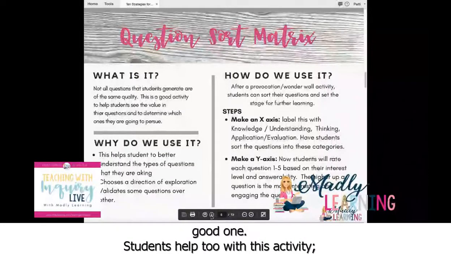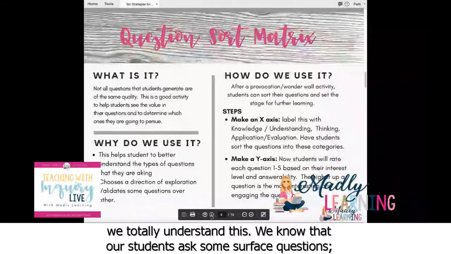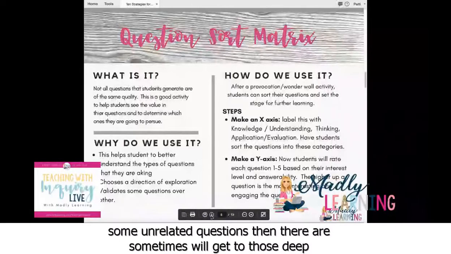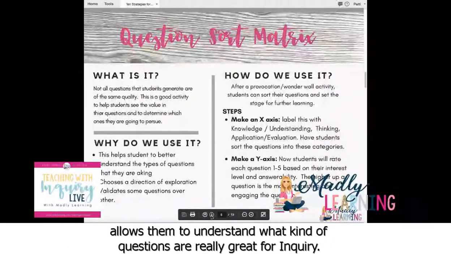So with this activity, students realize that not all questions are of the same quality. As teachers, we totally understand this. We know that our students ask some surface questions, some unrelated questions, then sometimes we'll get to those deep questions. So really getting them to sort through the questions that they ask allows them to understand what kind of questions are really great for inquiry.